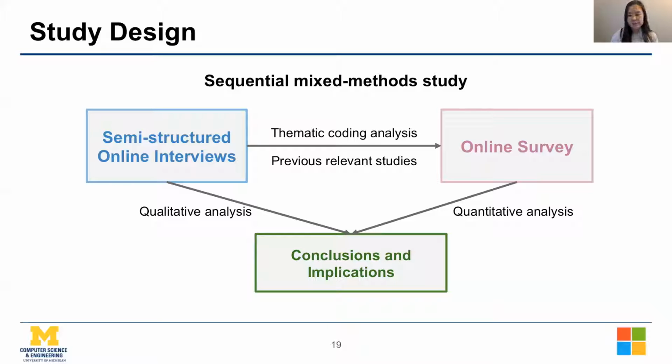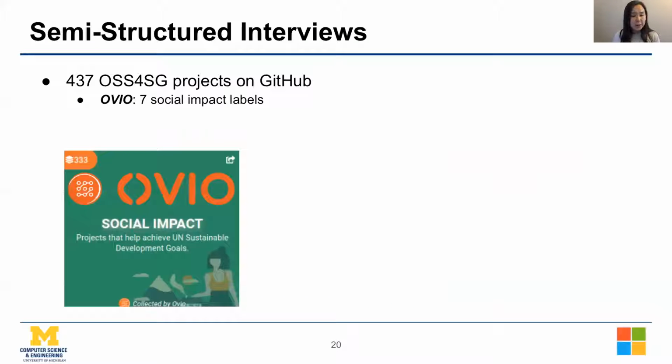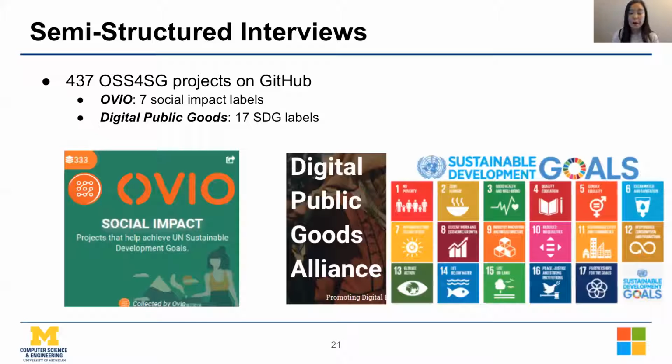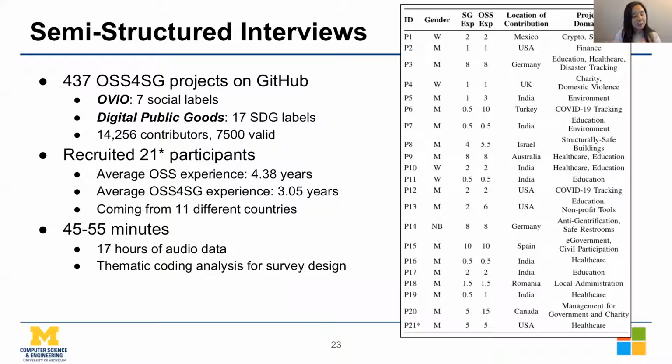For the semi-structured interview design, we found 437 open source for social good projects on GitHub from 2 third-party platforms. The first one is Ovio, where 7 self-selected social labels are used to categorize nominated social good projects. The other is called Digital Public Good Alliance. They adopted the 17 Sustainable Development Goals from the UN to categorize the projects. In total, we included over 14,000 GitHub contributors, and we recruited 21 participants for the interview.